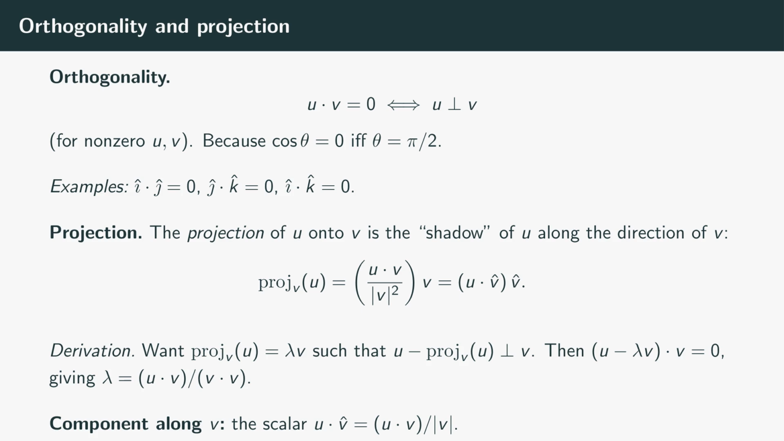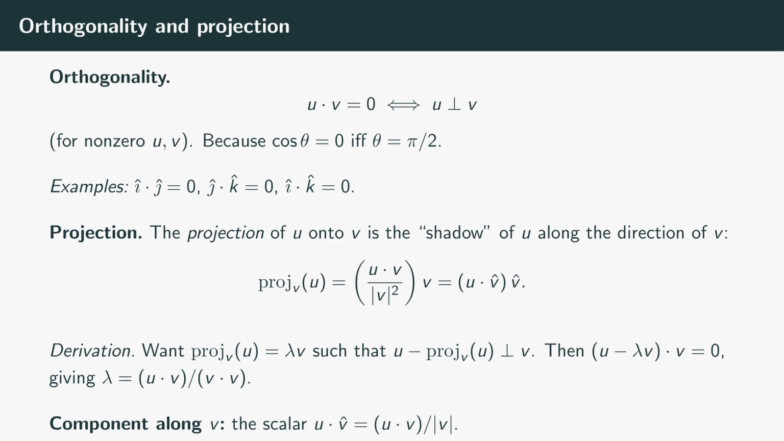Second, projection. Imagine shining a light perpendicular to v onto the line spanned by v. The shadow of u on that line is a vector pointing along v whose length is the component of u in the v direction. This is the projection of u onto v, denoted proj sub v of u. To derive the formula, demand that the projection of u onto v equals lambda times v for some scalar lambda, and that the residue u minus lambda v be perpendicular to v.